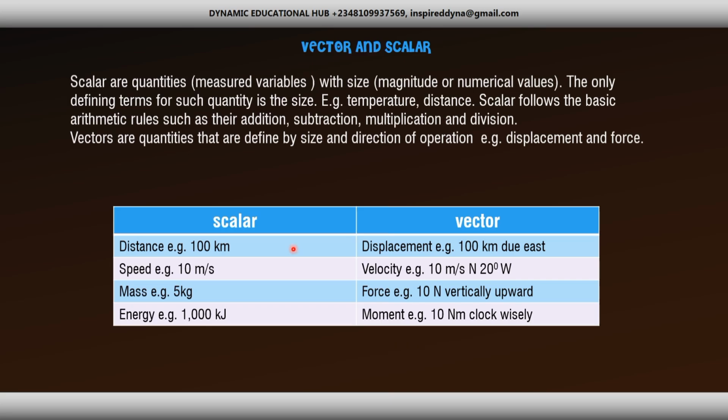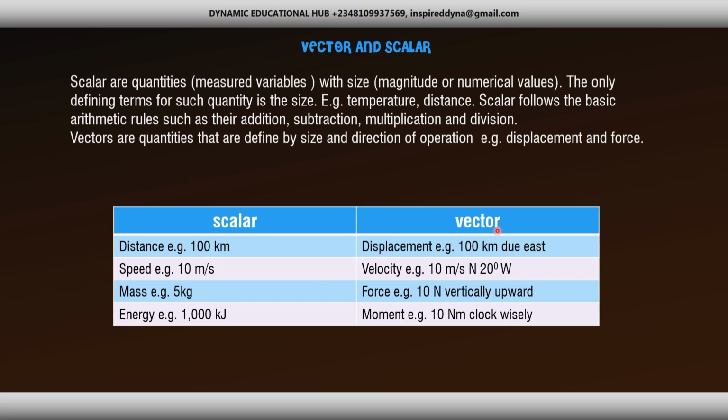I have scalar quantities here, and I also have vector. The first quantity that I'm showing here that is scalar is distance, for example 100 kilometers, 10,000 miles. Now we have speed. The units are meter per second, 10 meter per second, 20 kilometers per second. So speed, distance, mass, energy, they are scalar quantities. We have many of them.